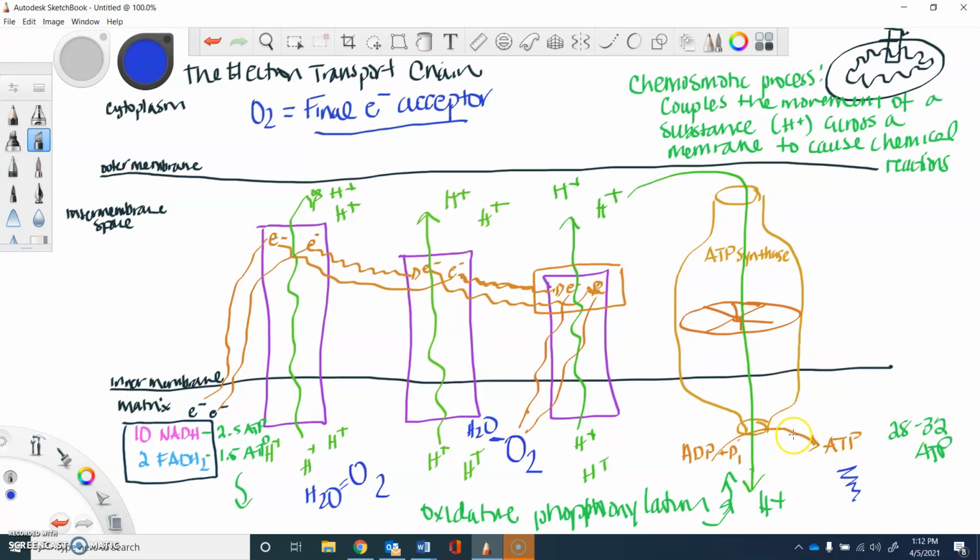So in the end, then, we end up with about 34 to 36 ATP per molecule of glucose. All right, so that is the end of cellular respiration as far as the oxidation of glucose. Now we'll look at how fats come into play.